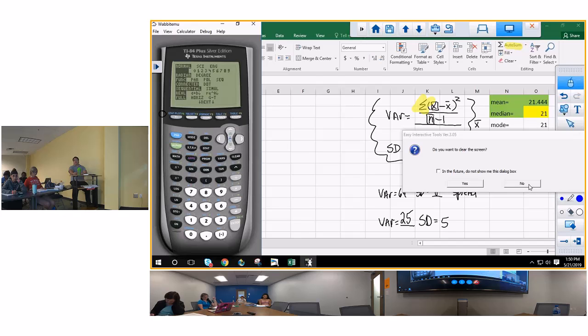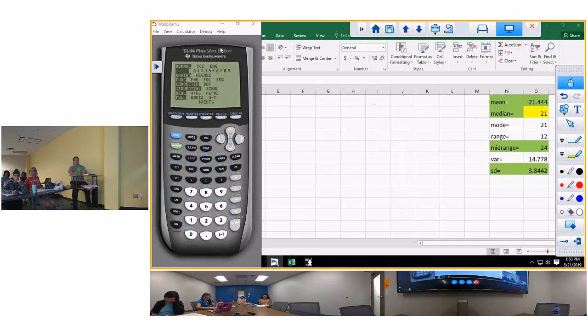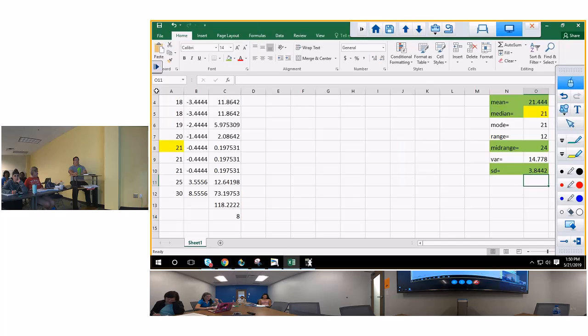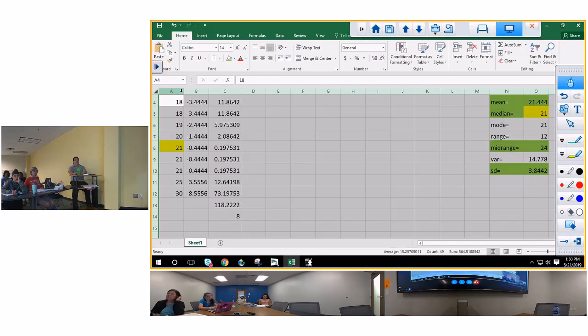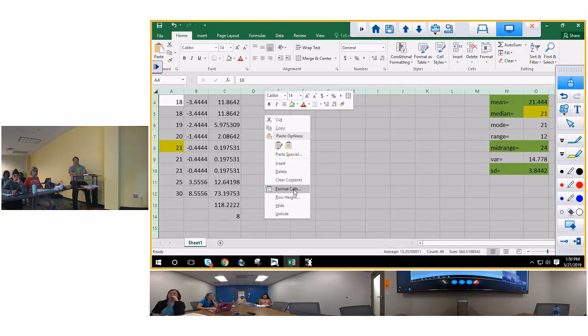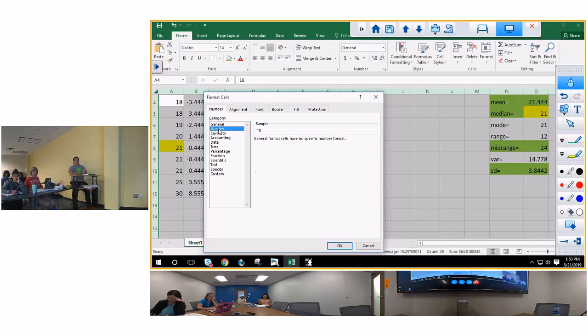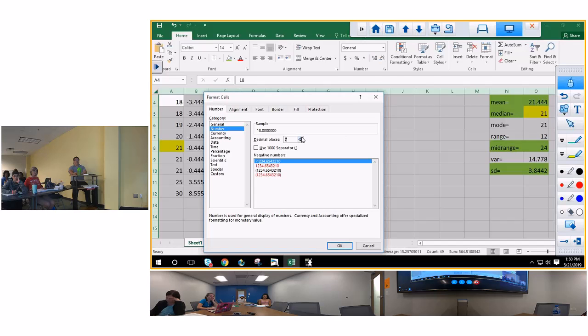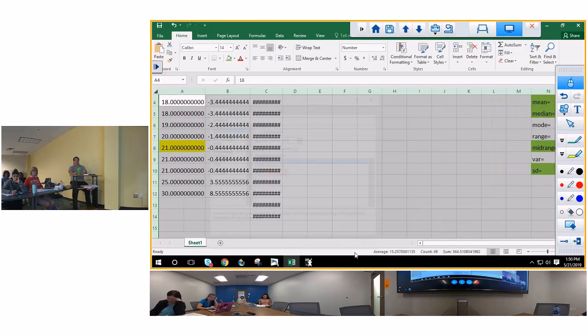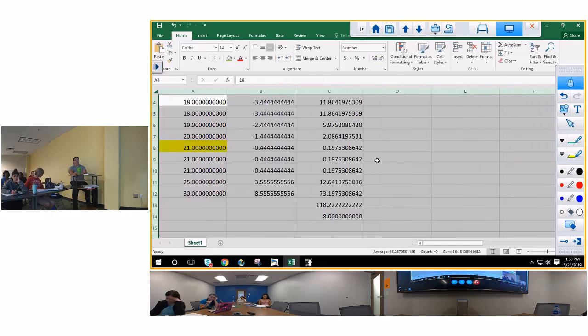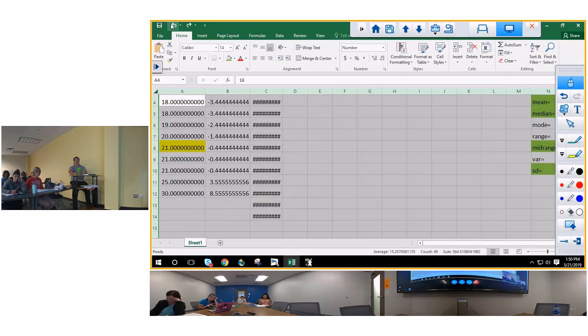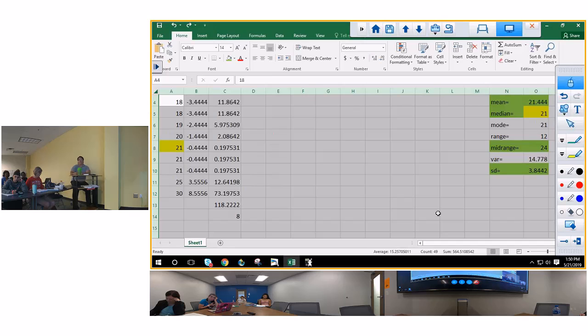Now on your Excel spreadsheet, you click right here and you go to format cells and you go to number, and I'll raise it to 10 if you want to. We'll just change everything to 10 digits. You can set it however you want to, but I'm not going to do that because I can't show everything on there. I love the undo button. The undo button is the best thing in the world.